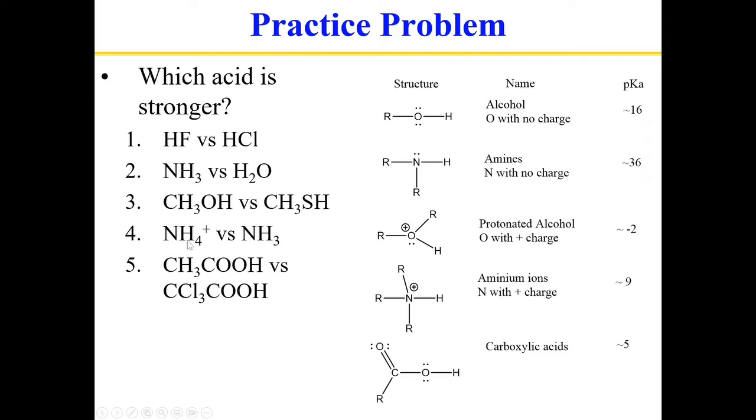Now in number 4, we can compare the nitrogen with a positive charge and the nitrogen with a neutral charge. Nitrogens with positive charges have a pKa of about 9. Nitrogens with neutral charges have a pKa of about 36. 9 is a lower value, so it's the stronger acid. So knowing these 5 pKa values allows us to compare a lot more acids than just knowing the strong acid table.